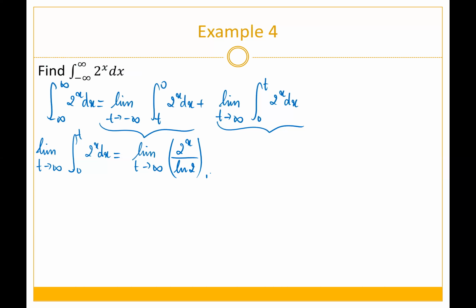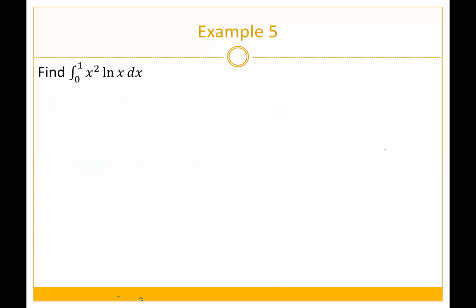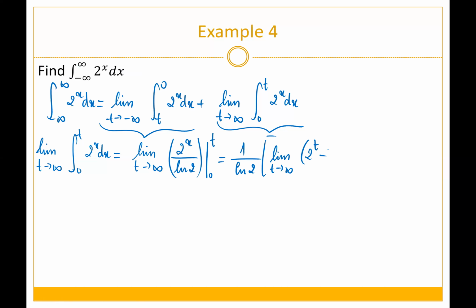So yeah, you're going to have from 0 to t. Now, if you take the constant out, which is 1 over ln of 2, what you have inside is the limit of t approaching infinity of 2 to the t minus 2 to the 0, which is 1. So now when you plug in and t approaches infinity, you're going to have 2 to the infinity, which is infinity. So this integral already diverges.